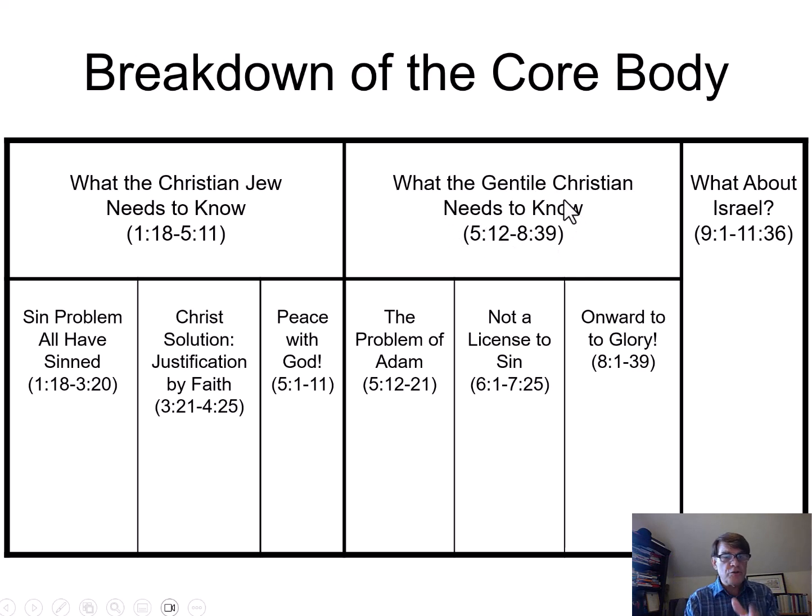So this section also seems to have three parts. At the end of chapter 5, he introduces the problem of Adam. You know, we're all in Adam's family. As in Adam all die, in Christ all shall be made alive, as he says in 1 Corinthians 15. Here, the act of disobedience of one man, Adam, is undone by the one act of obedience by the one man, Christ. But he basically says in chapter 6, that's not an excuse to sin.